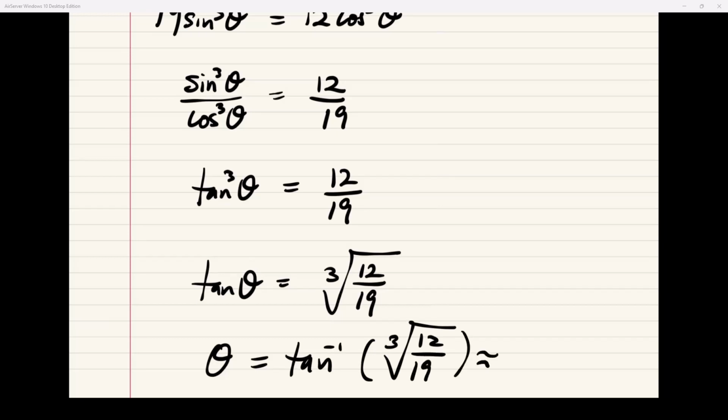And that's something we can just estimate on the calculator. It doesn't really matter whether you're in degree mode or radian mode. Maybe degree mode is nice because it's a little bit easier to visualize and therefore catch a simple mistake. So I'll keep it in degree mode here, and typing that into the calculator, I get about 40.6 degrees.